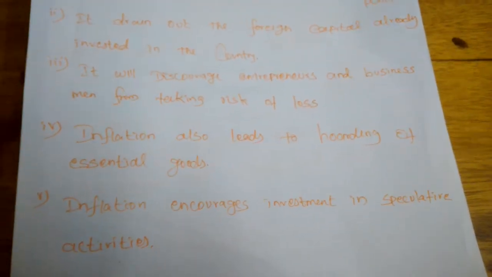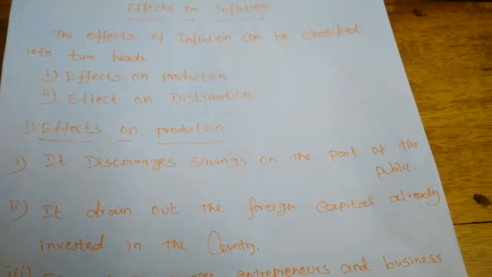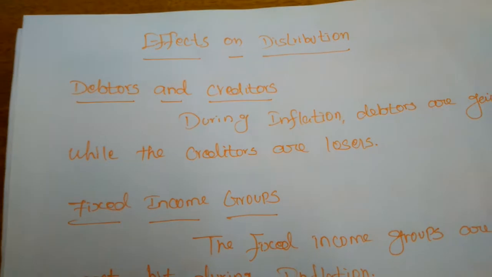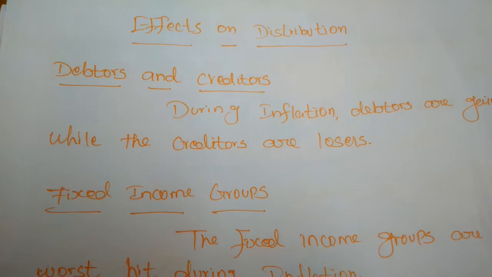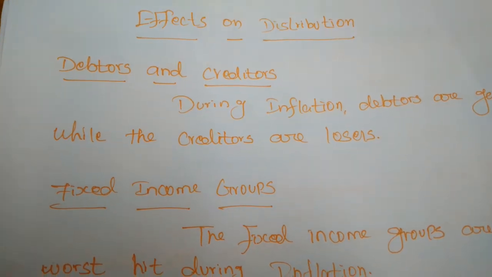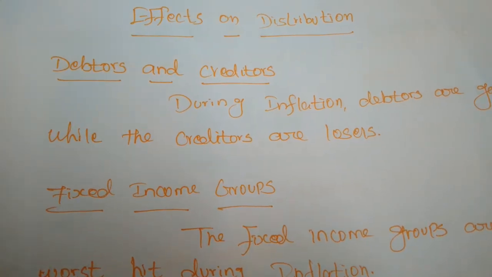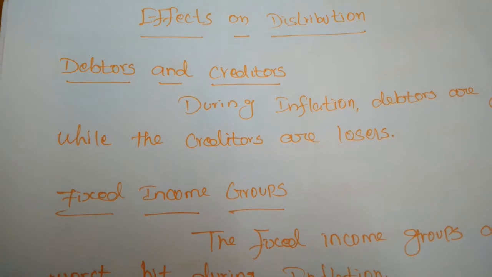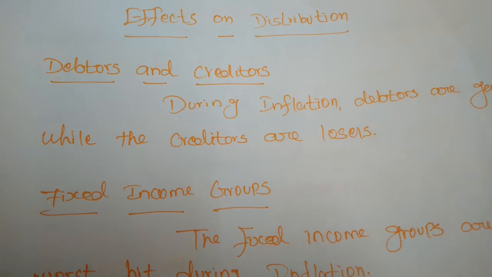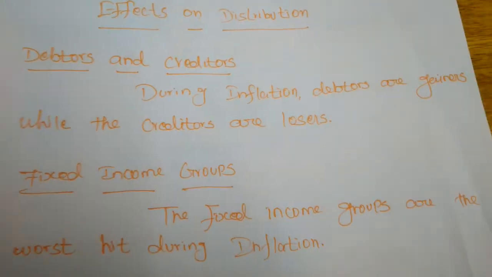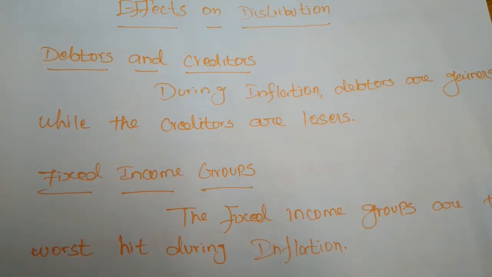Today we will study the effects on distribution. How will inflation affect the distribution side, and what are the factors? Who are the members on the distribution side? First, the debtors and the creditors. So who will get the benefit and who will get the loss during inflation? During inflation, the debtors are the gainers while the creditors are the losers.